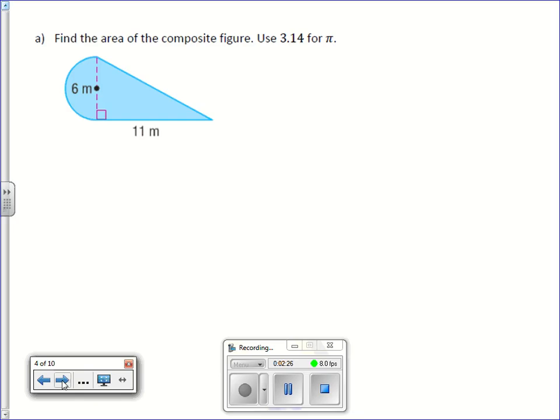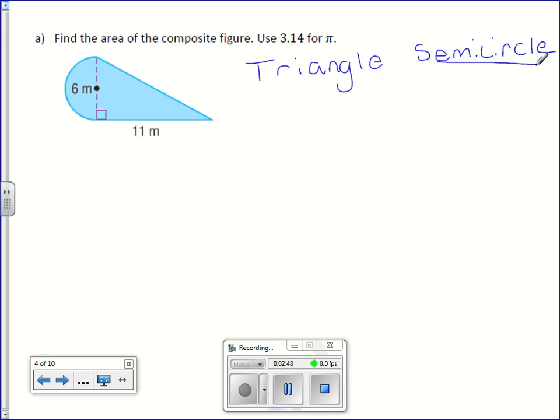So for letter A, find the area of the composite figure. Use 3.14 for pi. So what two shapes do you see? Good. I see a triangle. And I see a semicircle. The area formula for a triangle is area equals 1/2 base times height.